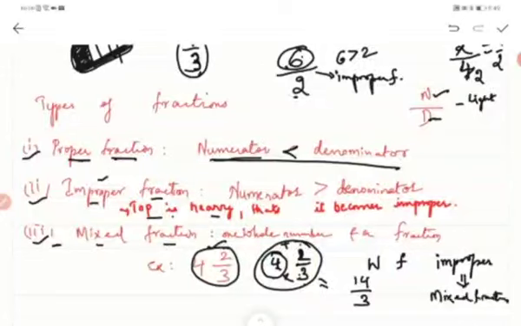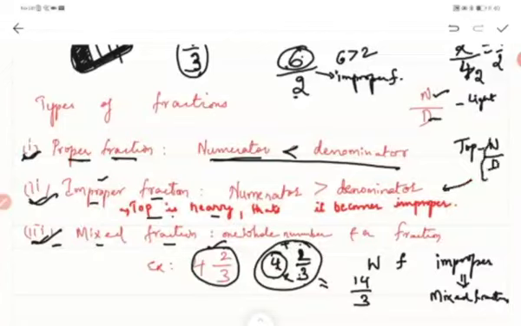So basically you have three types of fractions: proper, improper, and mixed. So when does your fraction become improper? Whenever the top becomes heavy. The top is the numerator part. So when the numerator is becoming heavy, that is greater than the denominator, then that fraction will become your improper fraction.